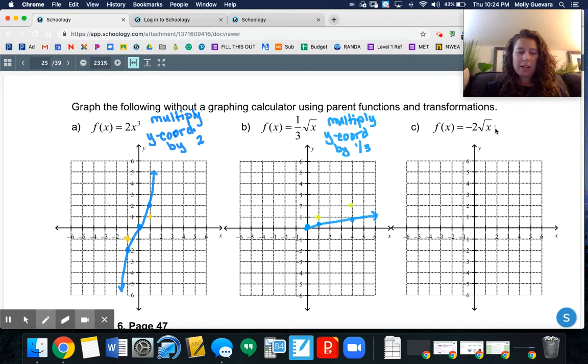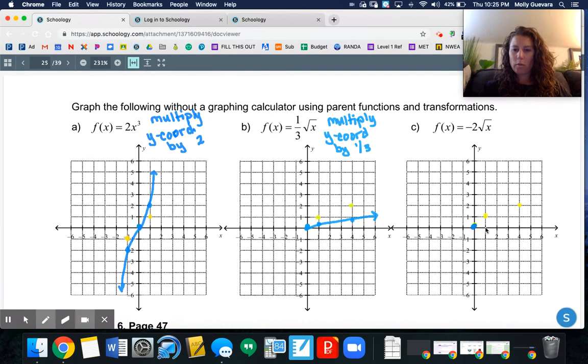Okay, and then the last one is, again, negative 2 square root of x. So I'm going to go ahead and draw my parent graph. And notice I'm not connecting the points. I'm just drawing the points. Okay, so not only do I have a scale factor of 2, but it's also negative. So not only am I going to multiply my y-coordinate by 2, I'm also going to reflect it over the x-axis. So here my y-coordinate is 0, right? 0 times 2 is 0, and then reflected over the x-axis, it's still here.